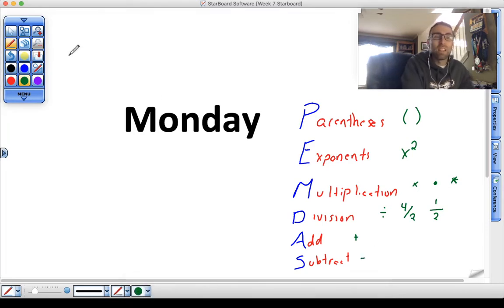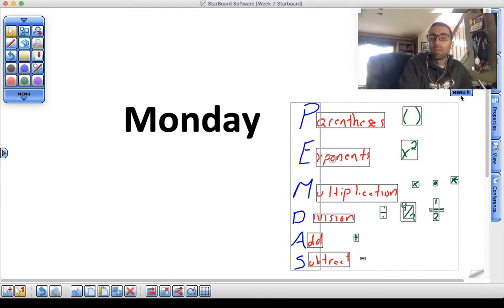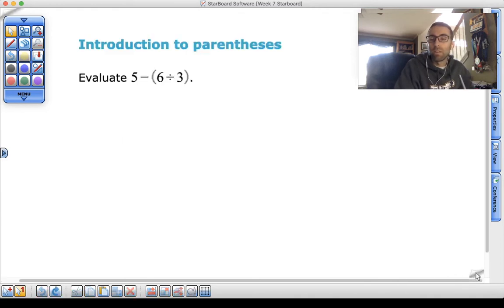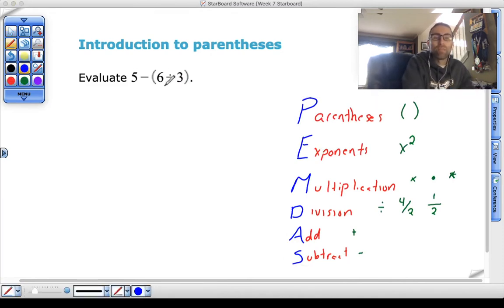So we're going to see this a lot. In fact, I'm going to copy this so that I can show this to you guys again if need be. All right, let's jump into the first example that I have for you guys today. When we're solving this problem, first thing we're going to do is everything in the parentheses. So what we have in the parentheses is going to be our 6 divided by 3.